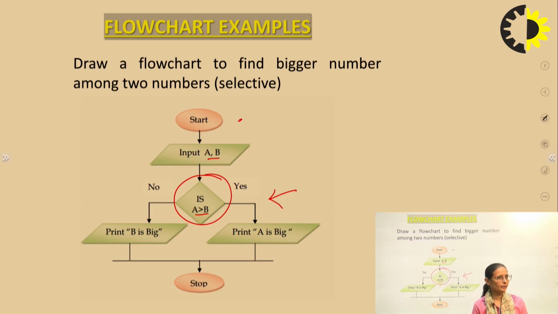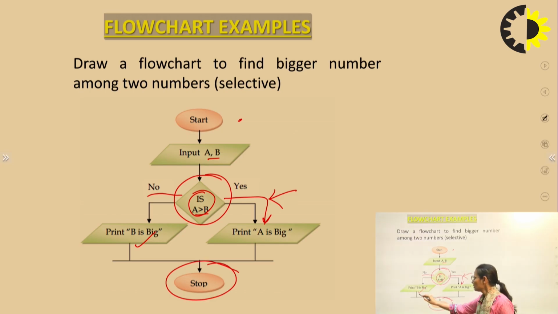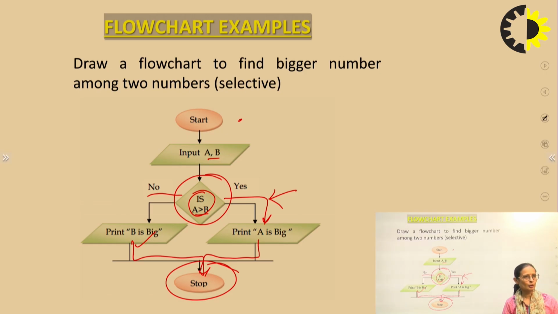If A is greater than B, then we move to this branch, that is, print A is big. If B is big, the answer to this condition is no, so we move to this other branch and print B is big, and after that we terminate at the end of the program. So both these branches culminate at the symbol stop.